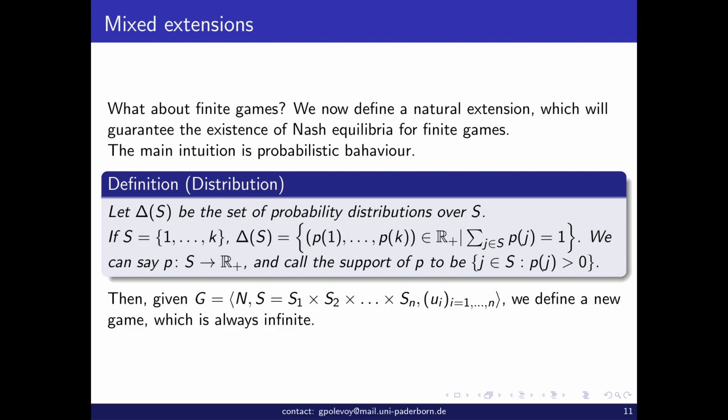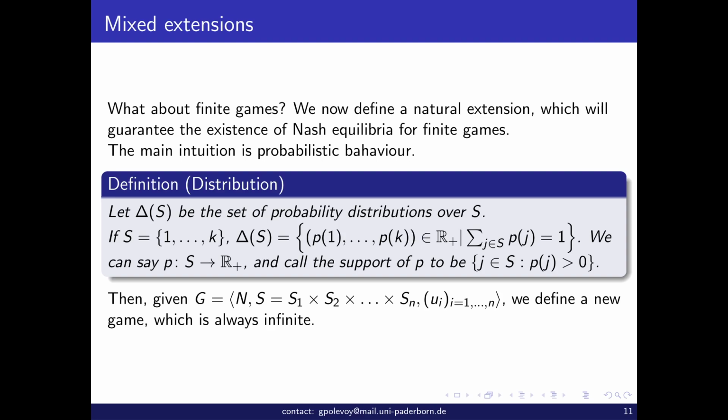So the treatment for finite games is to define a natural extension for which we will be able to guarantee the existence of Nash equilibria. This extension is going to be defined for any games, but for finite games, we will always have a Nash equilibrium. And the intuition is that it's basically a model of probabilistic behavior.